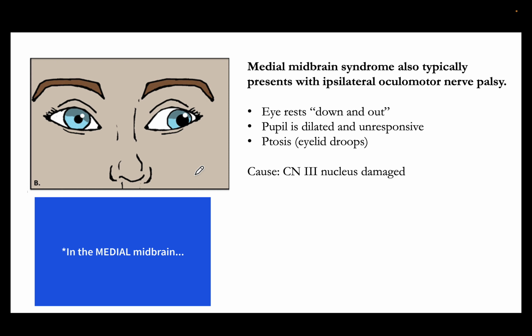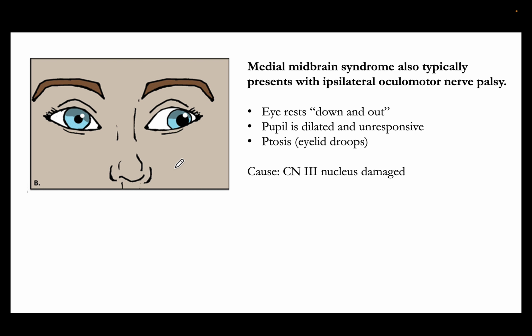In the midbrain, you can still get ocular motor nerve palsy. This is a little bit more of a complete schematic description of that compared to the clinical picture we saw before. So again, this is in primary gaze. This is the affected eye. The eye at primary gaze, or look straight ahead, rests down and out. The pupil is often also dilated and unresponsive. And the eyelid droops. And all of these are a consequence of ocular motor nucleus damage.